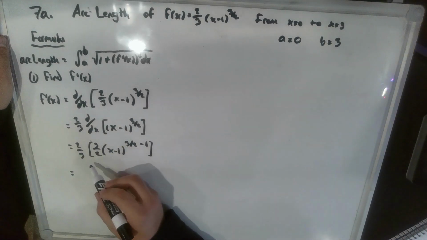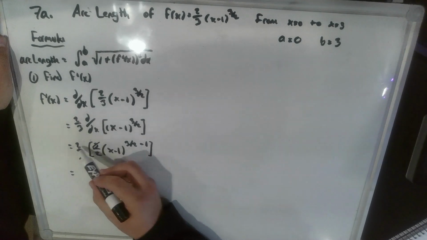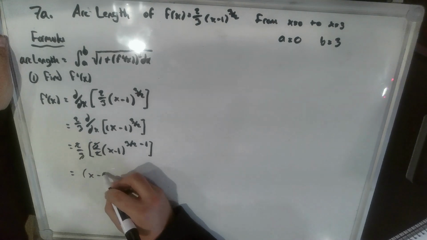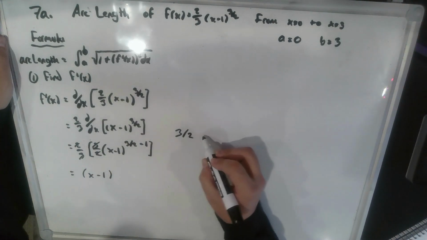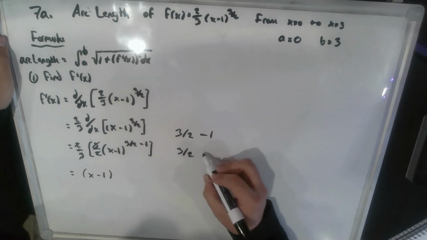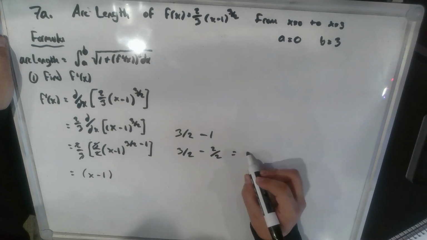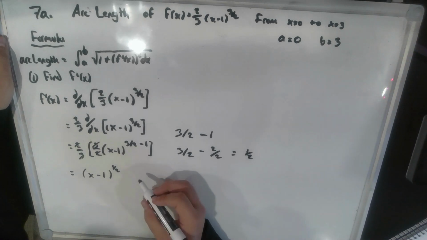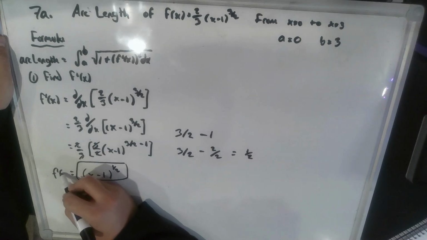Simplifying this out, these two numbers will cancel. There's a 3 here, 3 here. Those will cancel. 2 here, 2 here. That cancels. So all we're left with is x minus 1. And then 3 over 2 minus 1 is just 3 over 2 minus 2 over 2, which is equal to 1/2. So this is raised to the 1/2. That's f prime of x.